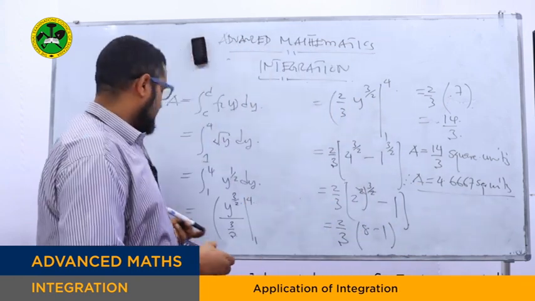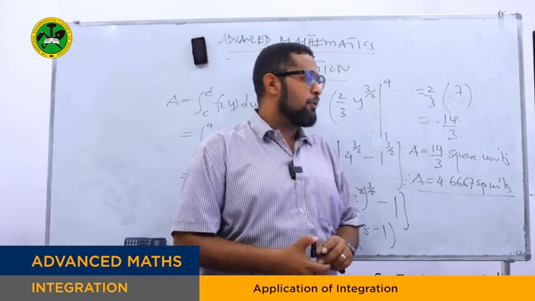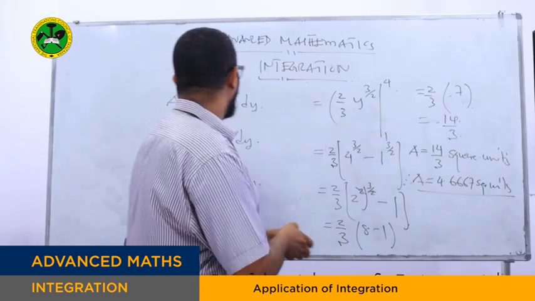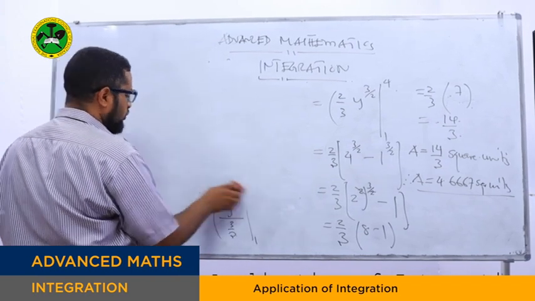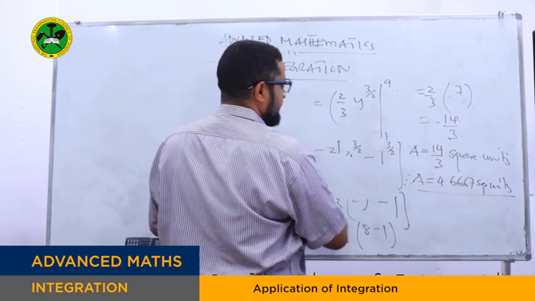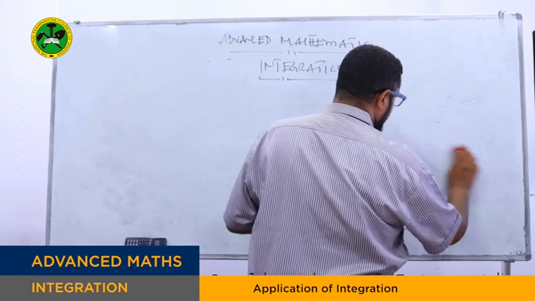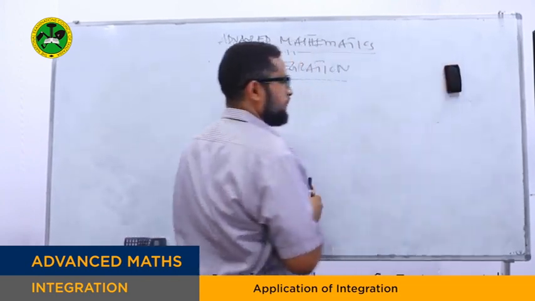Now, after that example, let's see the second example, example number 2. We are given y squared equal to 2y minus x and the y-axis. That is a tricky question because we don't know the limits that we are going to substitute in the integral sign. So you need to work on how to find them.